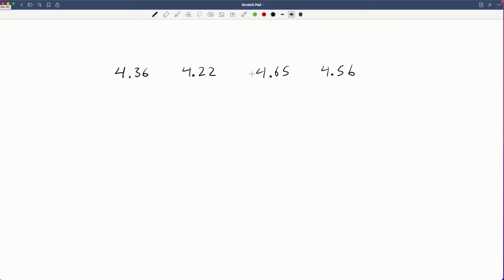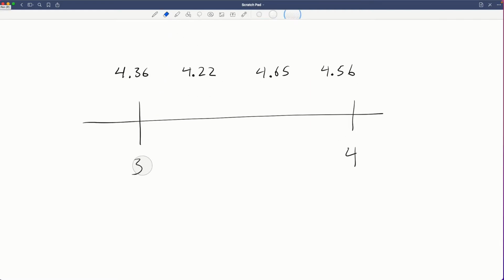We know these are all 4s. But we look at what comes behind the decimal and we put that in numerical order. So on the number line here, let's say this is 4 and this is 5. So we would put these in numerical order, in the order that they occur.